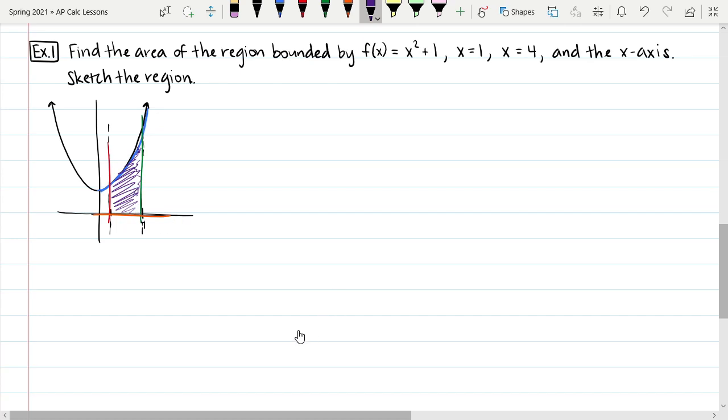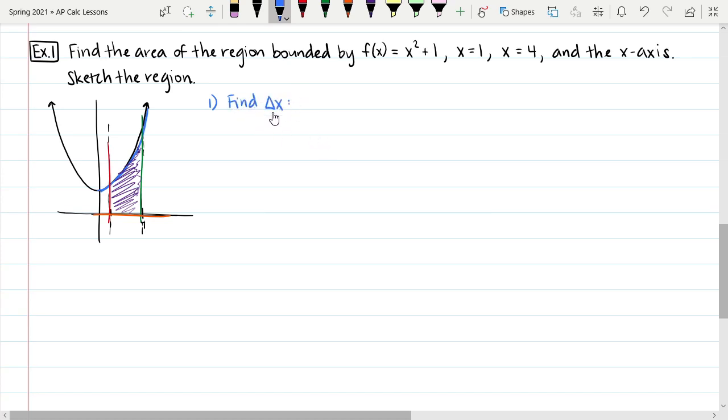And again, even though we are technically using these rectangles, this is no longer going to be an approximation. This is going to be the exact area. Okay, so in order to do that, we're going to use our definition, but to use that definition, remember there were certain things we needed to find. So the first thing I'm going to do is find delta x.